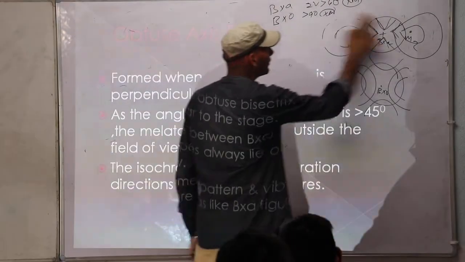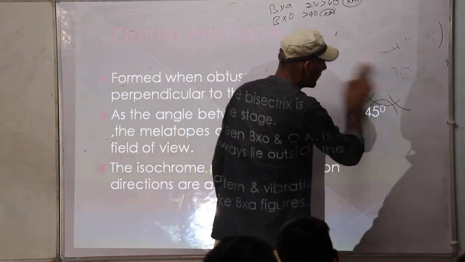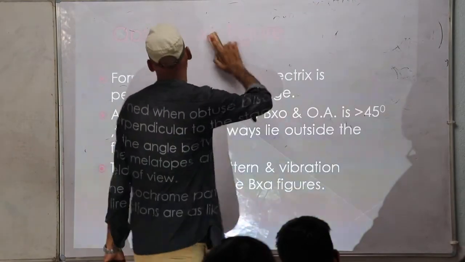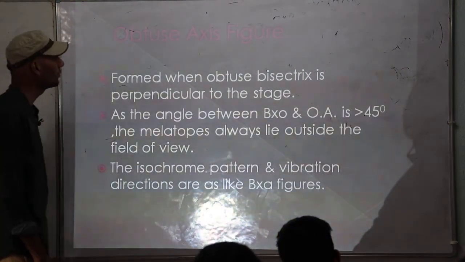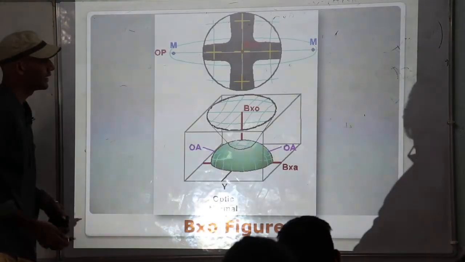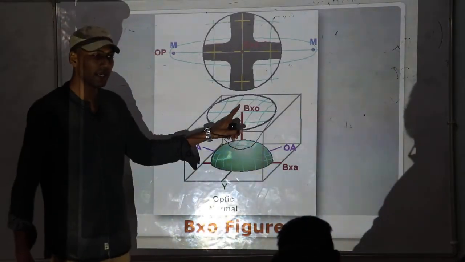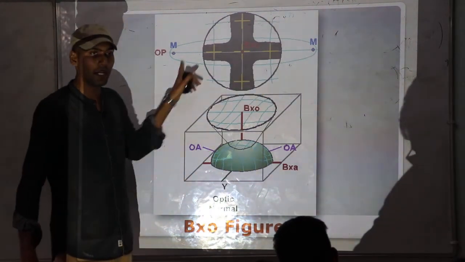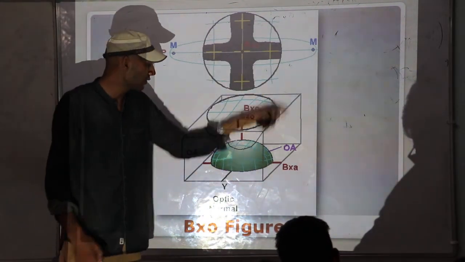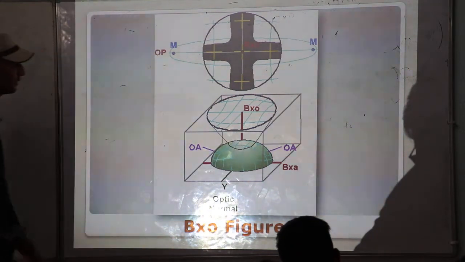So we have discussed optic axis figure. Next one is obtuse bisectrix figure. So what is obtuse bisectrix figure? As I have told you, the obtuse bisectrix is at the center of the crosshair, so you cannot view the melatopes. Here these are the isogyres showing extinction.